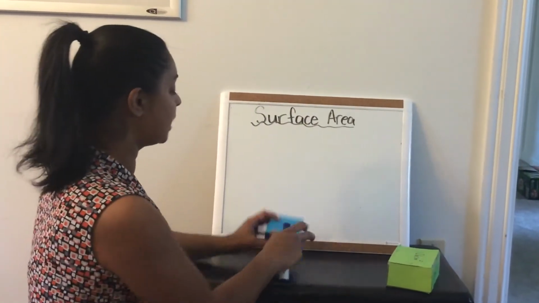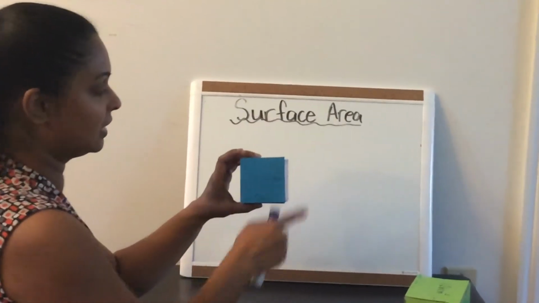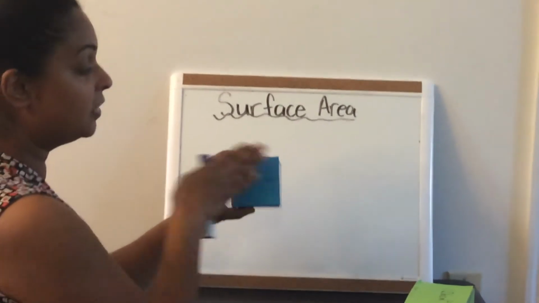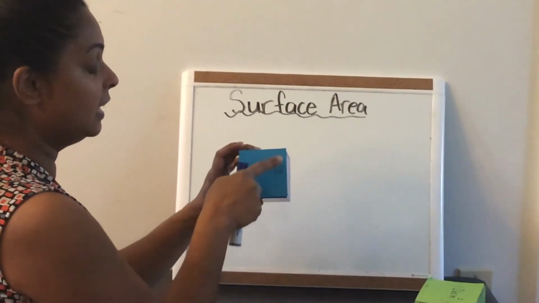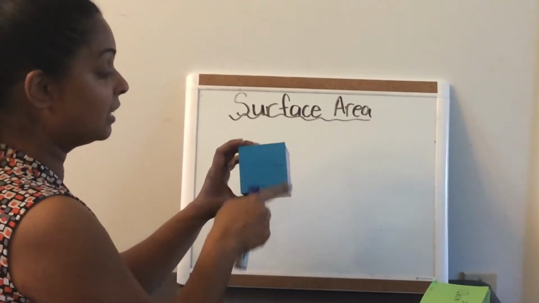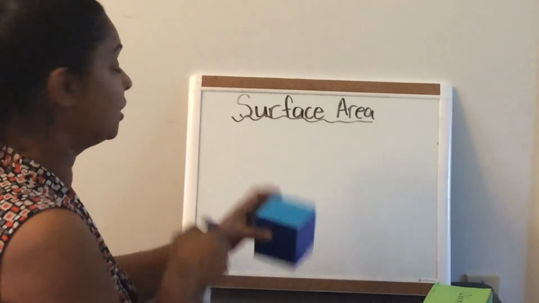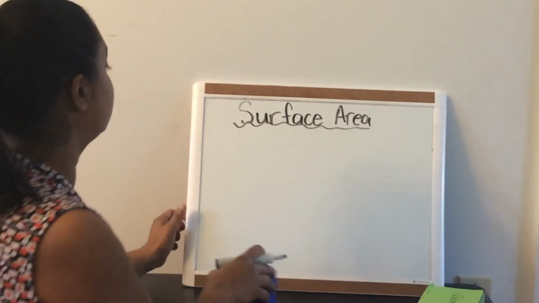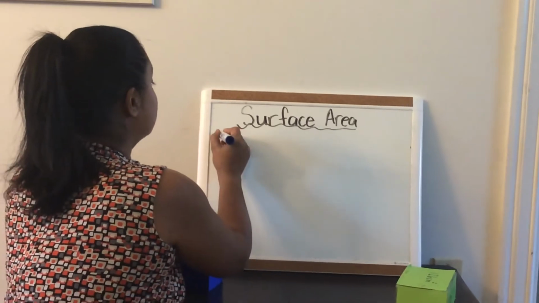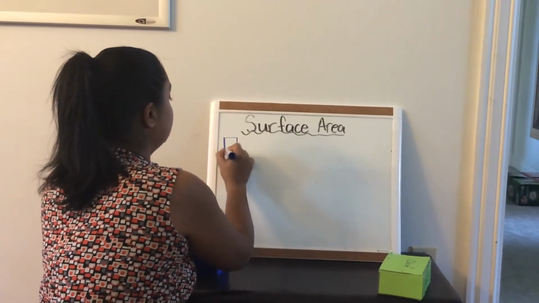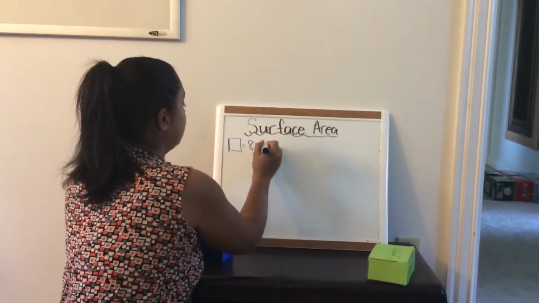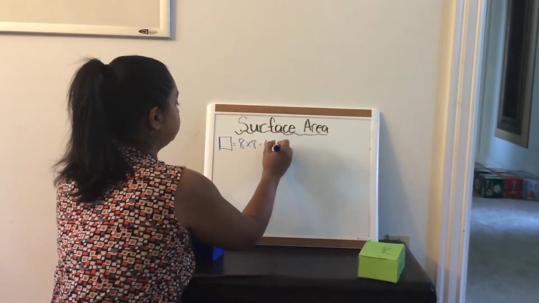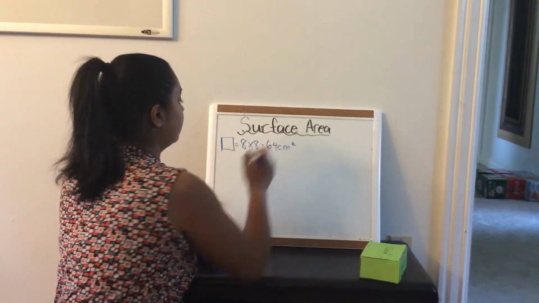I'm going to give you the dimensions here of this square. One of these square faces has a length of 8 and a width of 8. So we are looking at one of the squares equal to 8 times 8, which is 64 centimeters squared.